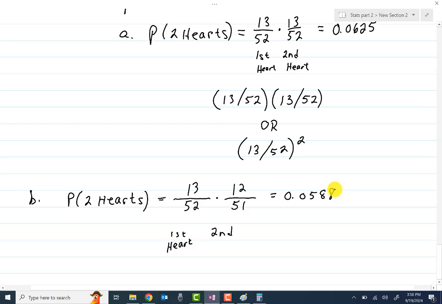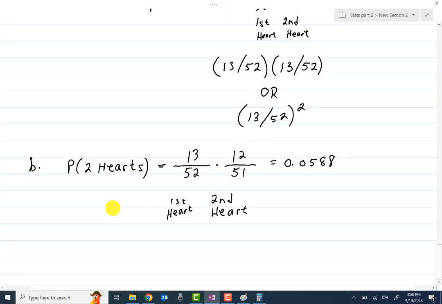So you can see here, these are dependent. You can see that because the probability of the second choice was changed since the first choice took a card out and didn't put it back.